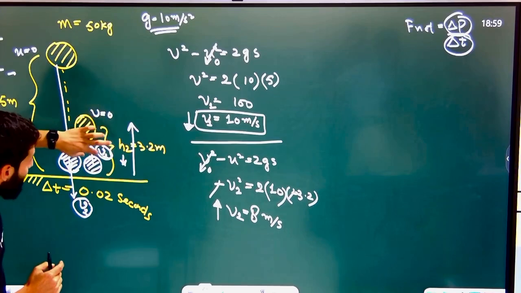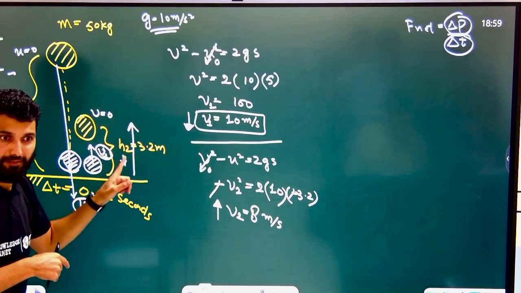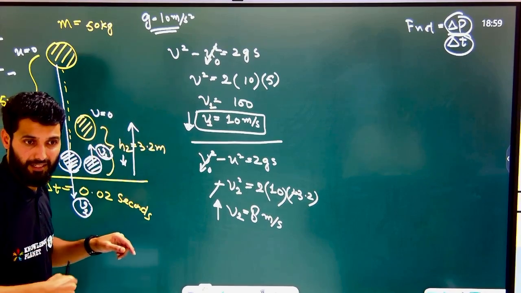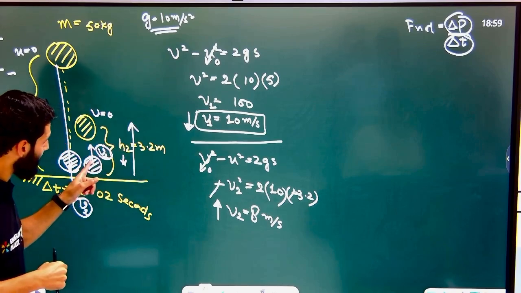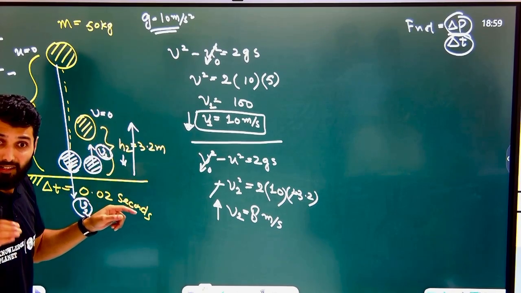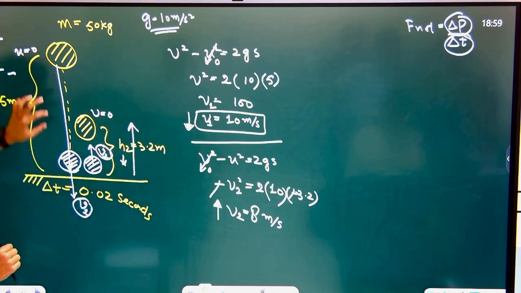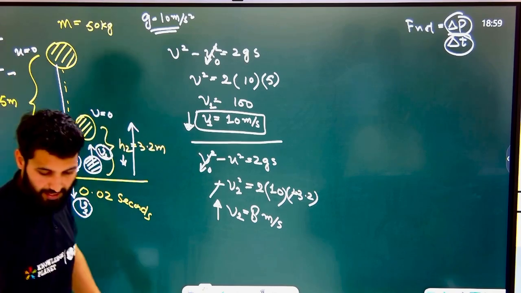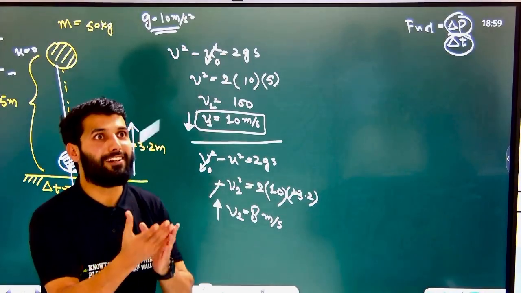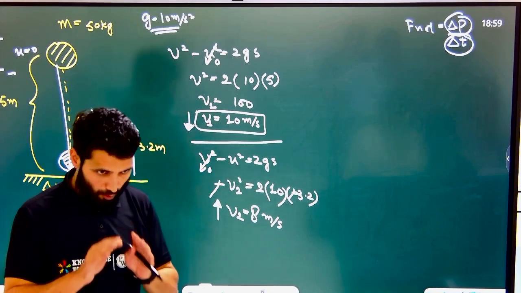Understood? When do I have retardation? When the acceleration is opposite to the direction of velocity. If a car is moving frontwards and acceleration is backwards, that means it's retardation. In a similar way, the ball is moving upwards but acceleration is downwards. Retardation or acceleration? Retardation. Here the ball is moving downwards, acceleration is downwards. Accelerating. If I drop this pen, it's accelerating. If I throw it upwards, it's decelerating.